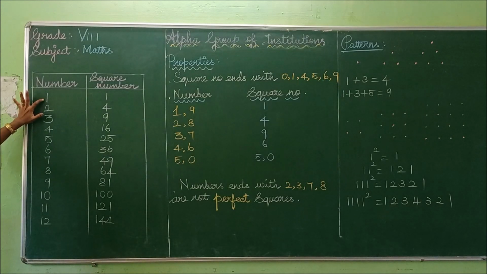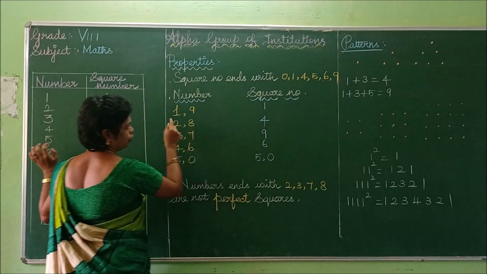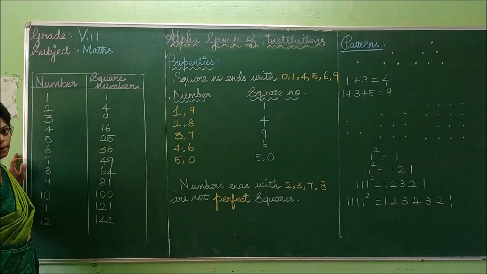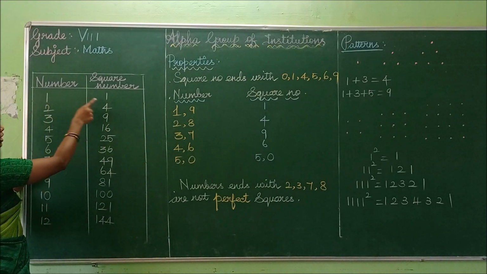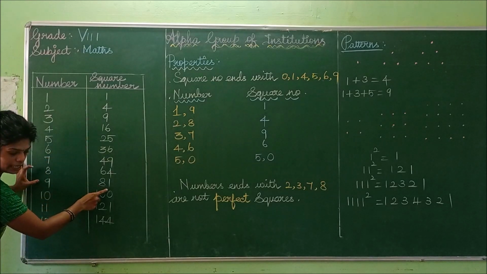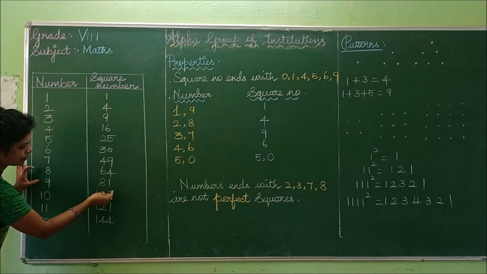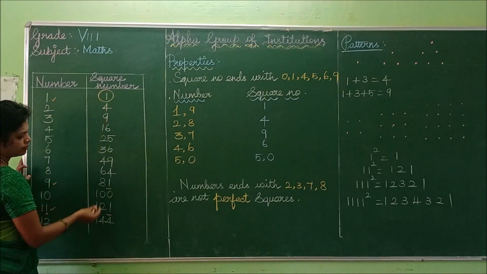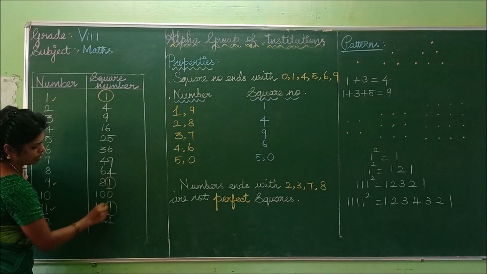If your number is 1 or 9, your square number ends in 1. If you are taking 1, 9, 11, 19, your square number ends with 1. So 1 squared is 1, 9 squared is 81. You have to check the unit place, each and every unit place. So for 1, 9 and 11, the square numbers end in 1: 1, 81, 121.